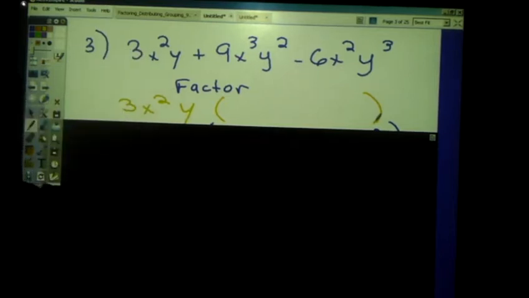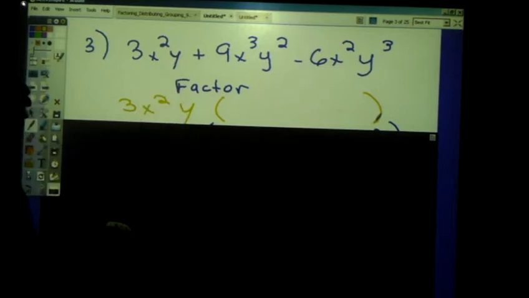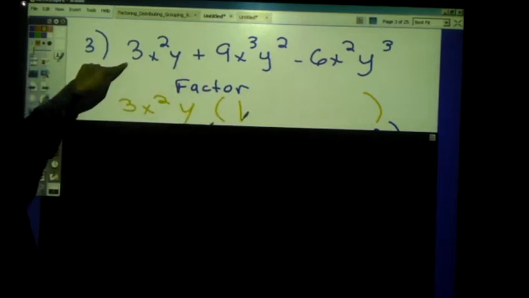Now what we must do is find out what do we multiply this by to get this. To do that, we divide. 3 goes into 3 one time, x squared goes into x squared one time, y goes into y one time, so all that's 1. 3x squared y times 1 is 3x squared y.